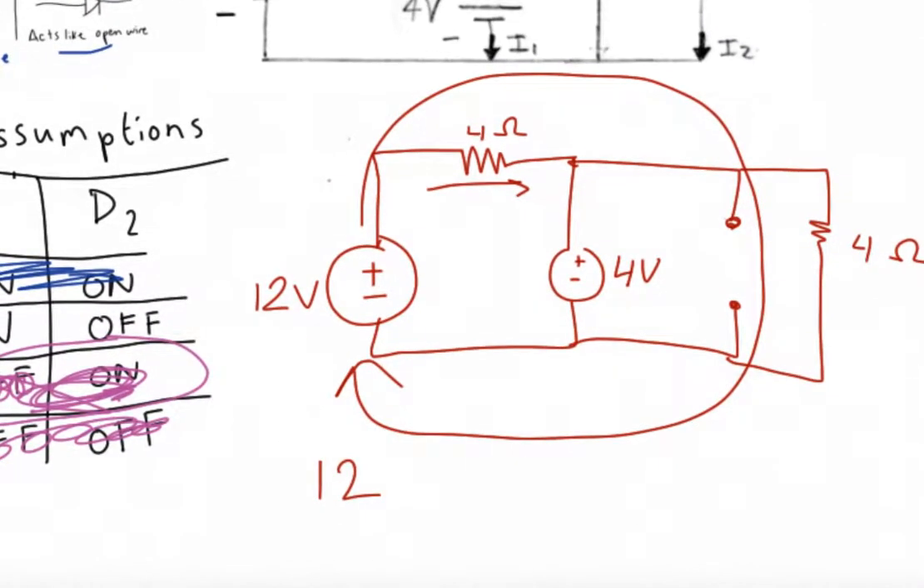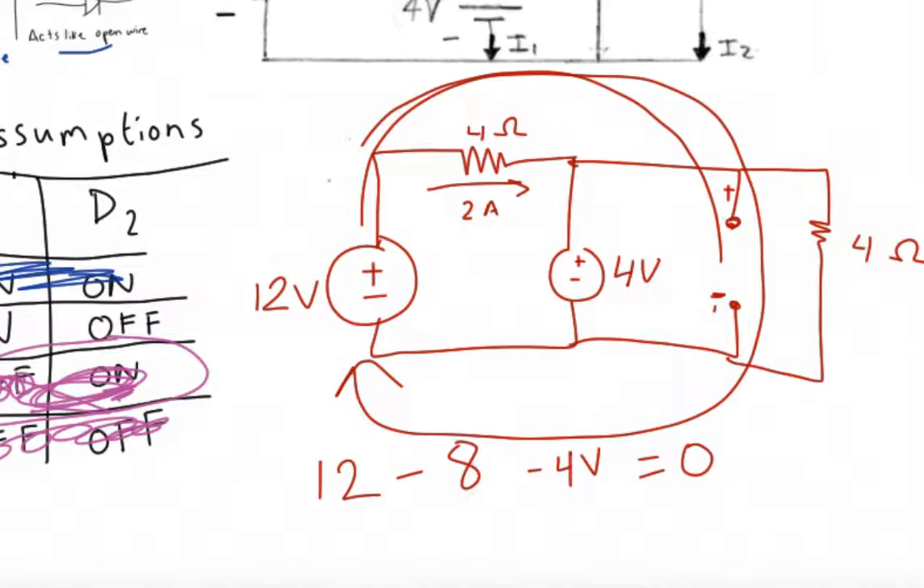So now we're going back to this entire KVL loop. We get 12 minus 4 times 2, because there's 2 amps going through here. That's 8. And it has to equal 0. And then we have another 4 volts, a negative 4 volts remaining. That has to come from the open switch. So we need to have a positive here and a negative here for it to have a negative 4 volts. Because remember, we're going from positive to negative. That's negative 4. So that has to be the case.